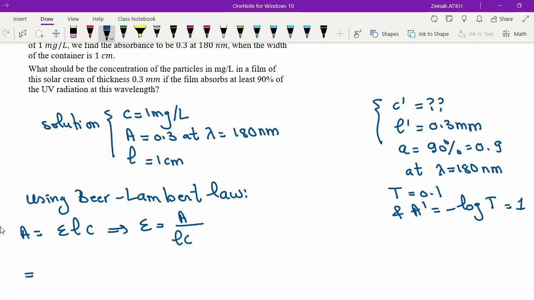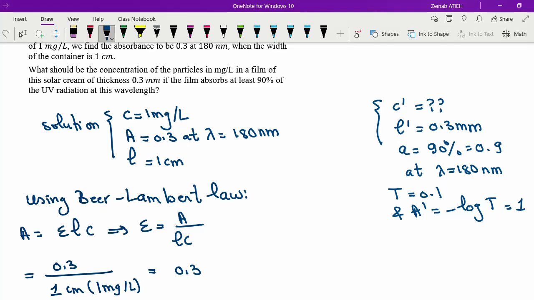Let's substitute. A is equal to 0.3, it's unitless. L can be kept in centimeter, which is the unit usually used. And C is in milligram per liter, so it's 1 centimeter and 1 milligram per liter. So we will end up with 0.3 liter milligram minus 1 centimeter minus 1.